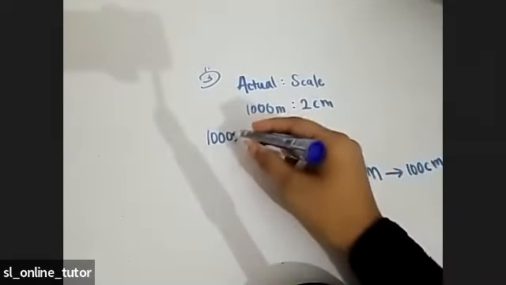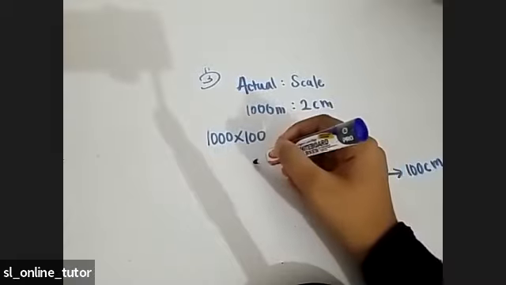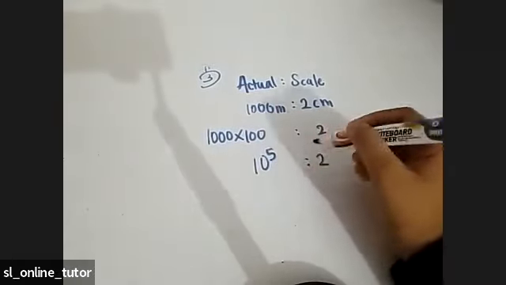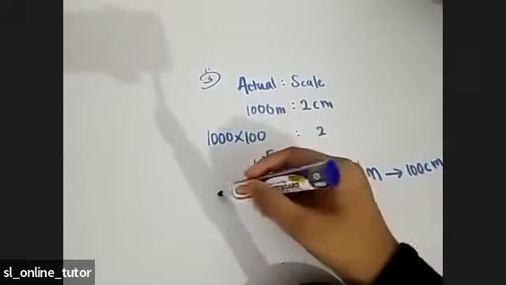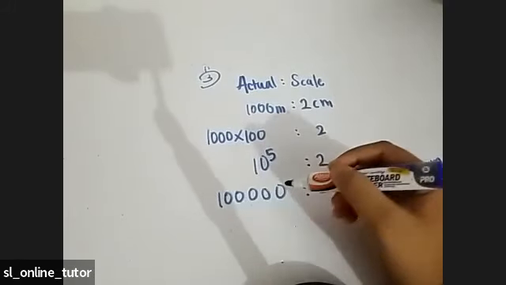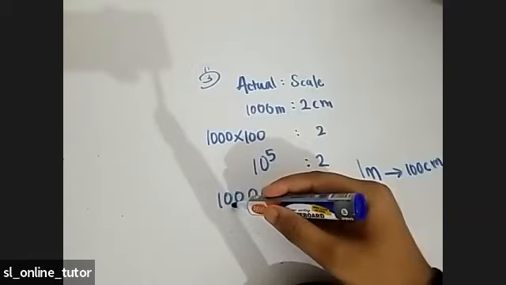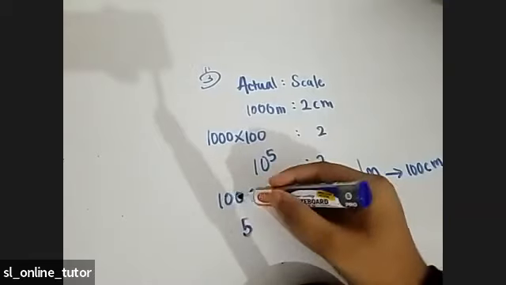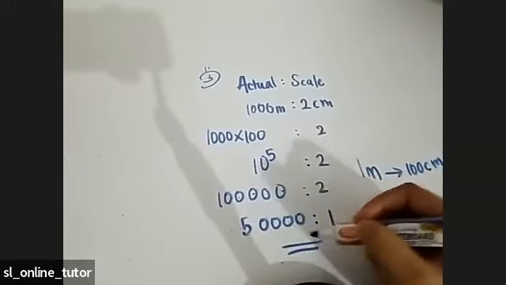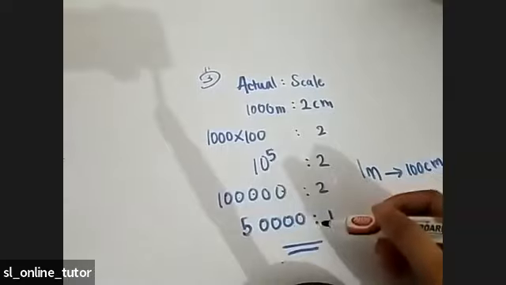So I get 10 to the power 5 is to 2. Now you have to write this in the simplest form. 10 to the power 5 in the simplest form: both are divisible by 2. So if you divide this one, you get 10 to the power 5 divided by 2, 50,000. 2 divided by 2, 1. This is the ratio. But usually we don't write ratio like this way.